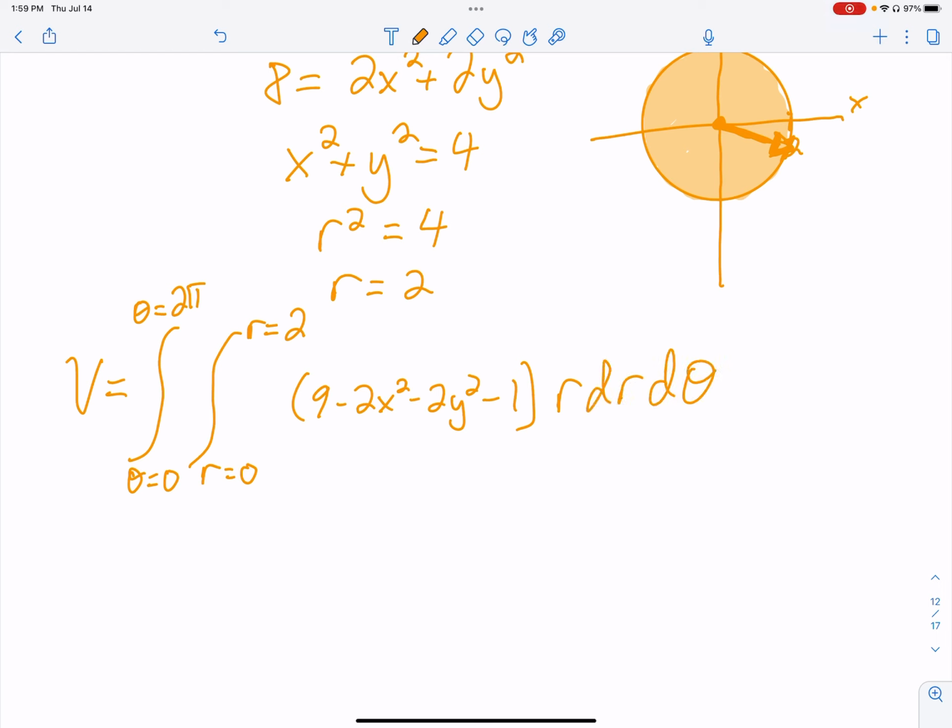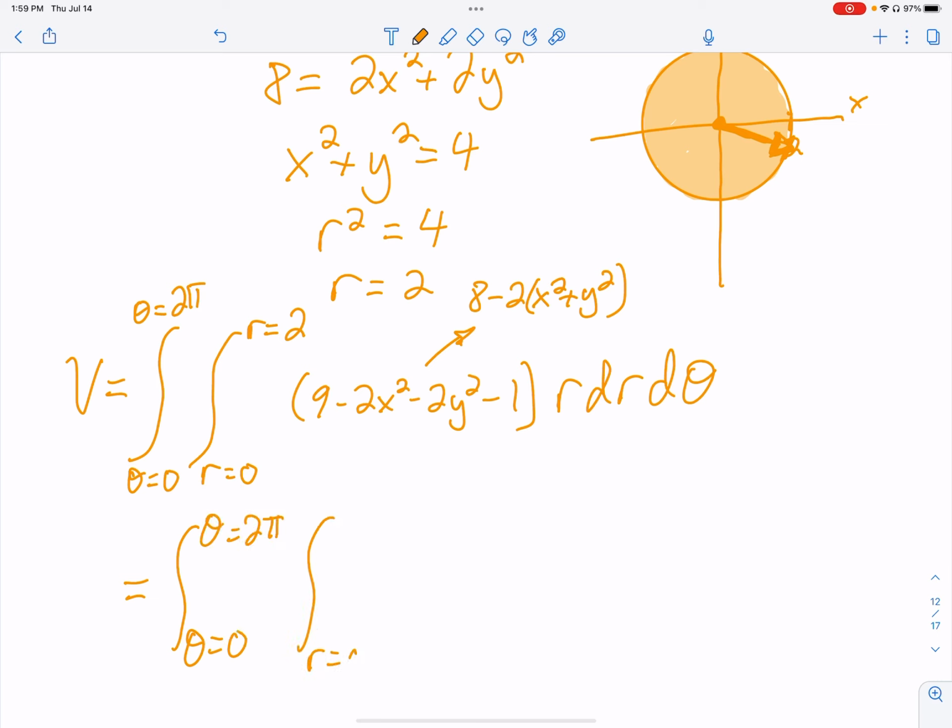Now we can convert that. This becomes 8 minus 2 times x squared plus y squared. So I have theta from 0 to 2 pi, and r equals 0 to r equals 2. And then this becomes 8 minus 2r squared, I just lost the 2 there, and then r dr d theta. Careful with that r being multiplied by everything inside.